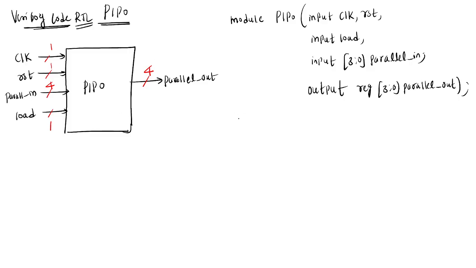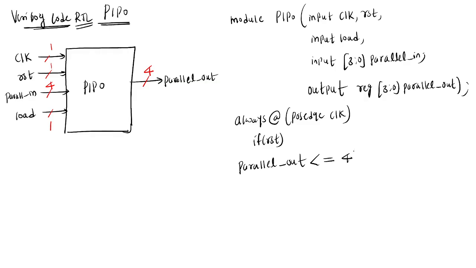Okay, so always at the positive edge of clock, okay, if reset, that means if reset equal to 1, parallel underscore out. Okay, first you need to apply the reset. Okay, so non-blocking with what? 4-tick binary 0 0 0 0. Okay, non-blocking with 4-tick binary 0 0 0 0, else if load.